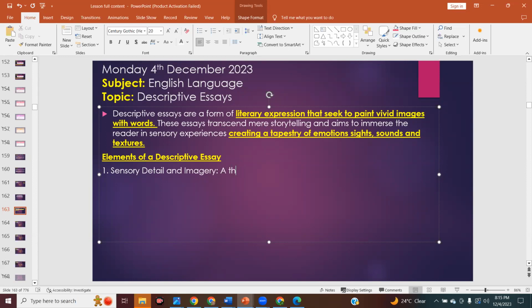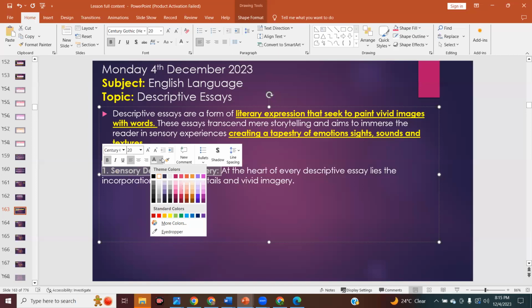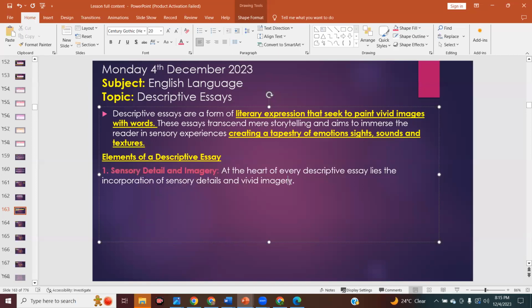So at the heart of every descriptive essay lies the incorporation of sensory details and vivid imagery. So they want you to see what they see. They want you to actually see it and imagine it, right? If you are describing something, you are trying to help us understand and see what you see, like imagine that we are there.